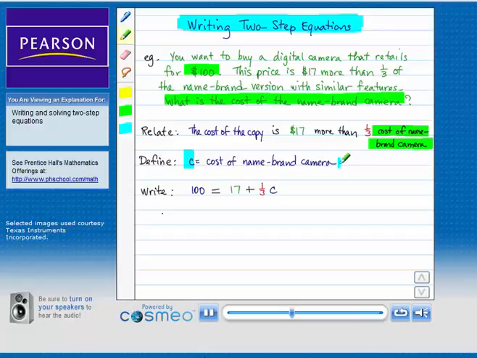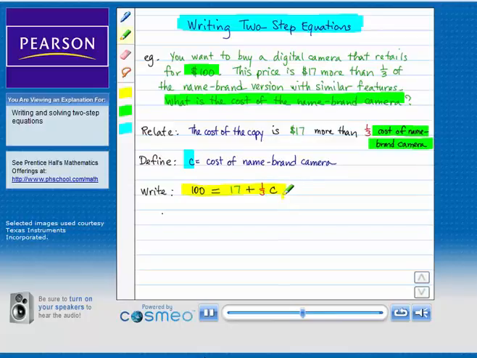So once I have done that, I should then be able to take what I've written in words, take the variable, and write an equation mathematically to represent that. Okay? So it says that the cost of the copy, well, that's given, $100. So that cost is, I use an equal sign in a mathematical equation to represent is. So $100 is 17 more than, remember more than means in addition to, so I'm adding 17, 1/3 the cost of the name brand camera. So C is the variable, 1/3 C. Okay, so there is my equation. $100 is 17 more than 1/3 C.